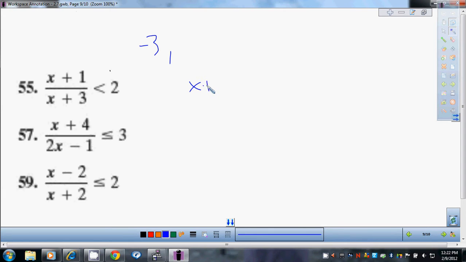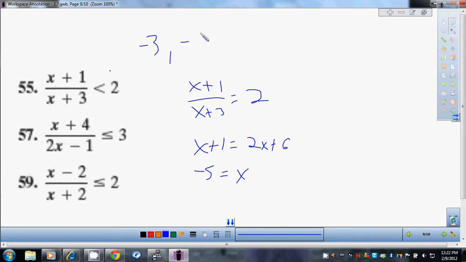So what you want to do is just solve it. You can use an equal sign. Solve it. Find where this is going to be true. X plus 1 equals 2x plus 6. Subtract, subtract. So -5 is where this function is going to equal 2. And you can plug that back in if you want to check it. And let's see. -5 gives me -4 over -2, which is 2. And sure enough, that's where they're the same, just like if they were zeros. So we were right. So -5 is the other thing we need to check.